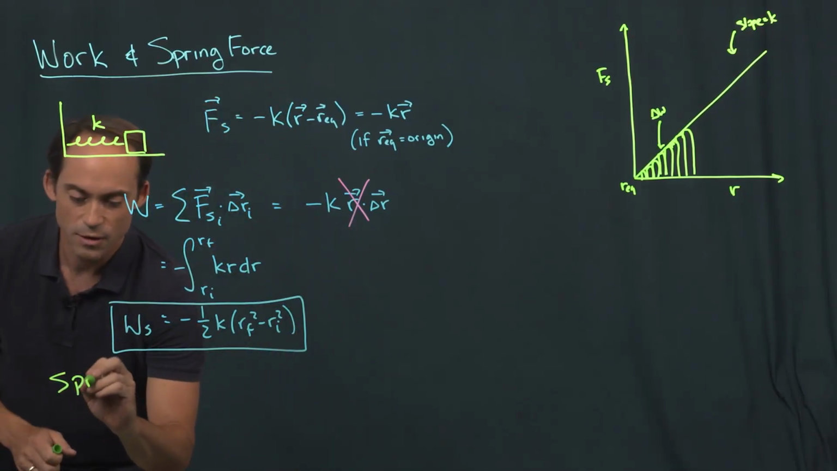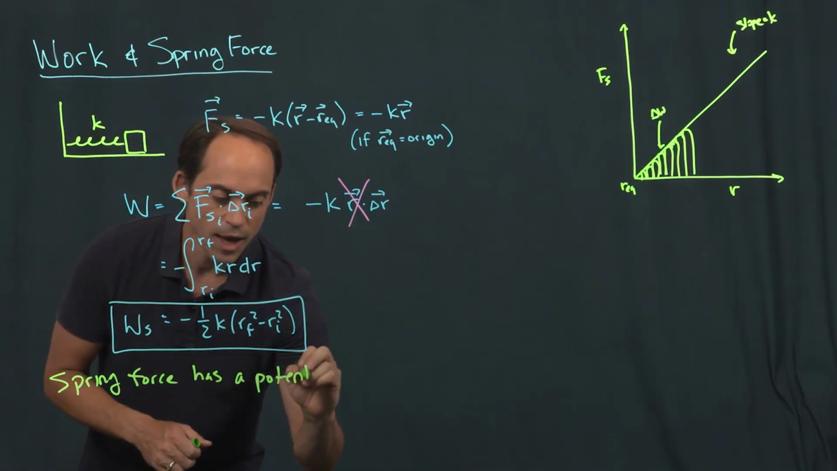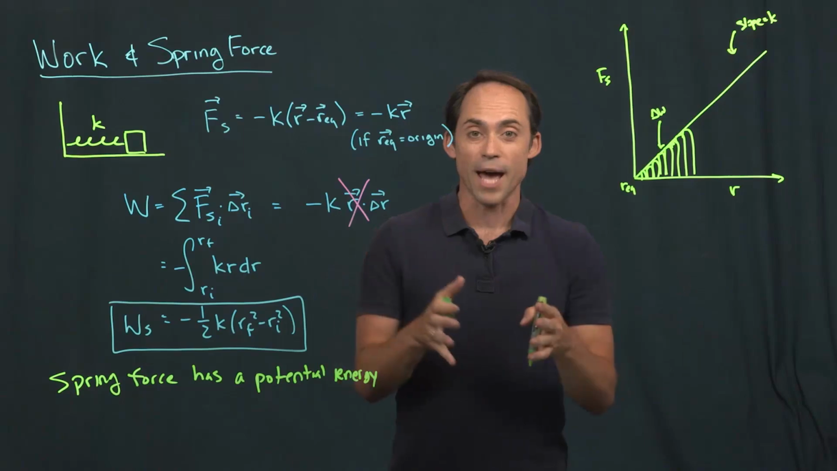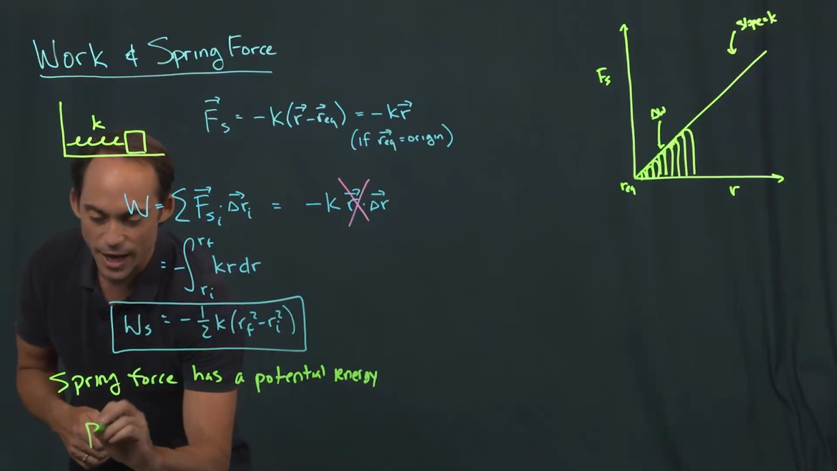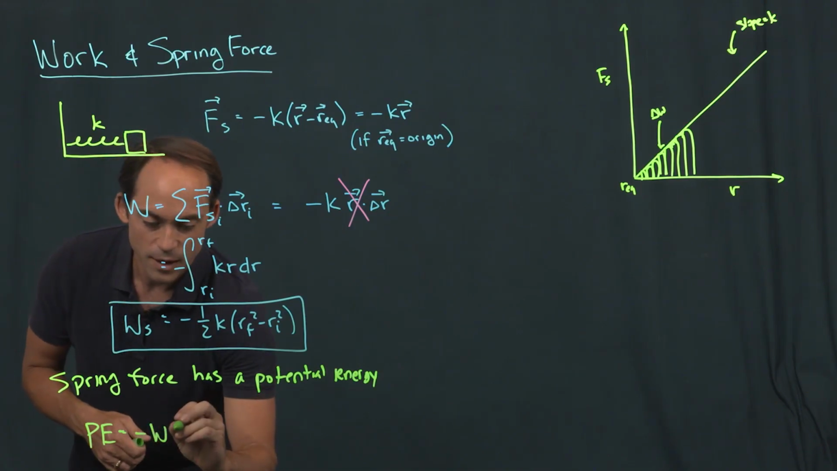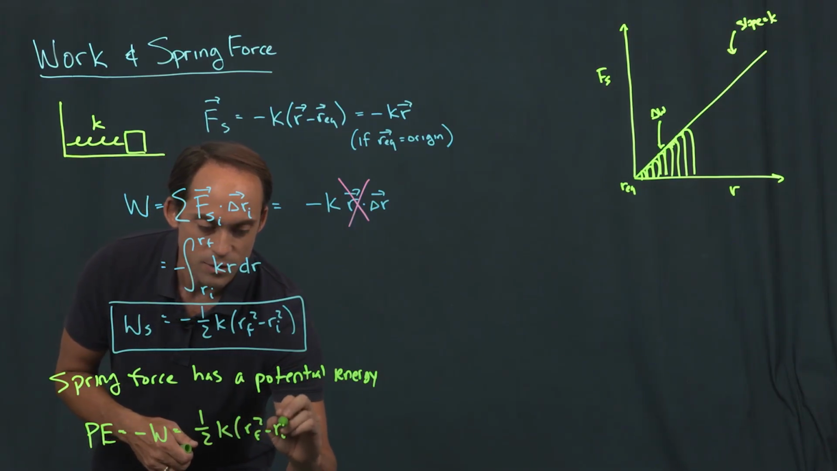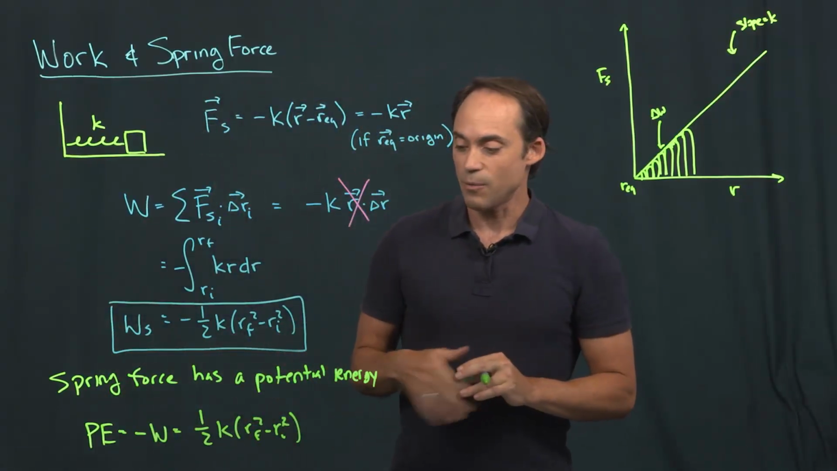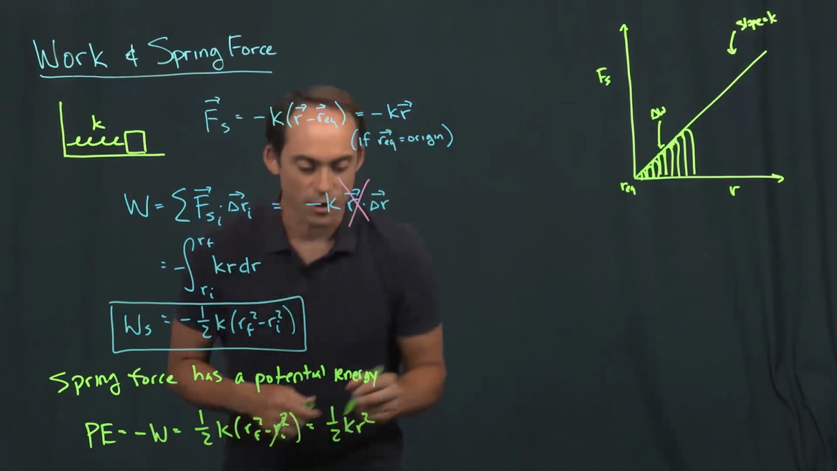So the spring force has a potential energy. Any conservative force, which is a force where if we stretch the spring and we bring it back, we're going to be exactly at the same amount of energy at the end of that, we can write down a potential energy term for, which is just equal to the negative of the work done. And so this is equal to 1/2 k times the difference in positions squared. And if our initial position is just the unstretched length, then we can set that equal to 0, and we can just write it down as 1/2 k times r squared.